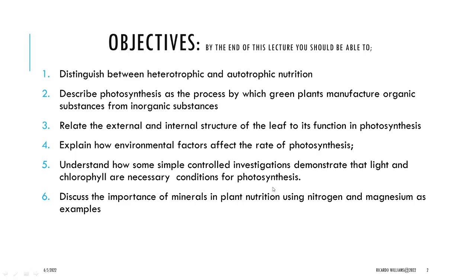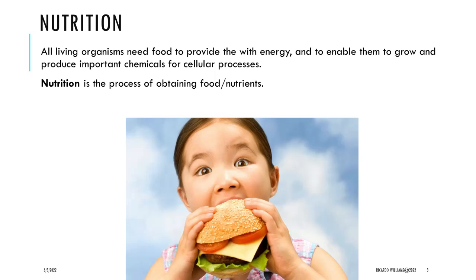So, objectives for this lesson include: distinguish between heterotrophic and autotrophic nutrition; describe the process of photosynthesis as the process by which green plants manufacture organic substances from inorganic substances; relate the external and internal structure of the leaf to its function in photosynthesis; and finally, explain how environmental factors affect the rate of photosynthesis.